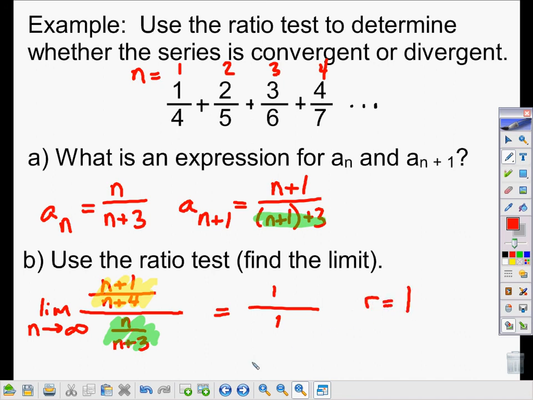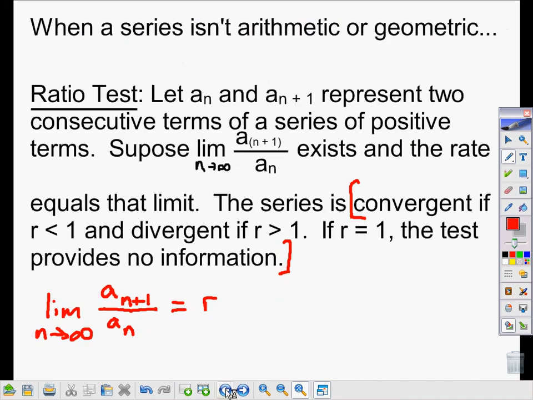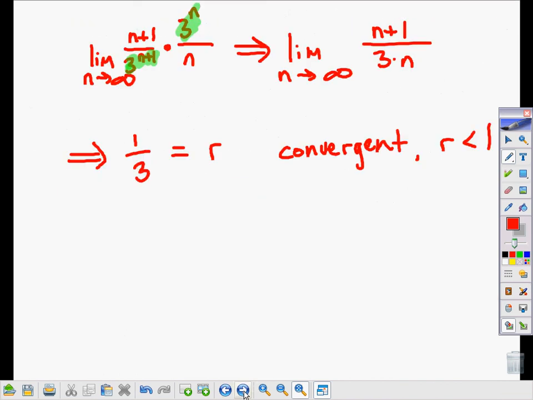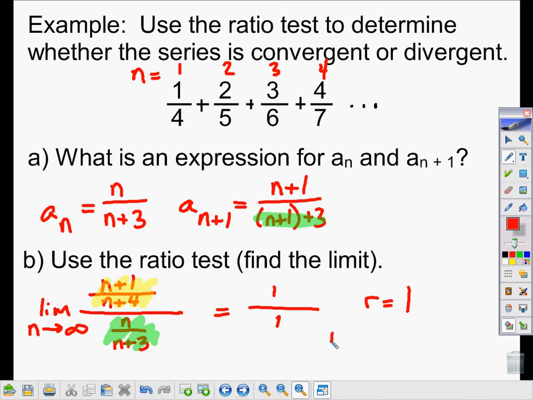So r is equal to 1, which back in our definition stated that the test provides no information. So this would be a situation where the test is inconclusive. We'd have to turn to other means. The third situation would be if I got an r value that was greater than 1, which would mean it's divergent. But we don't need to go through that.